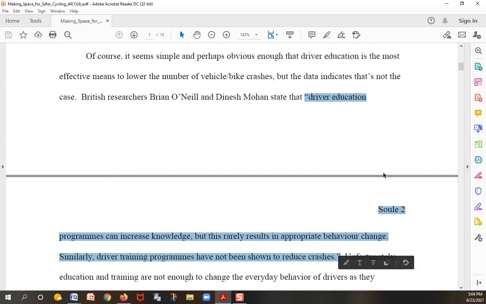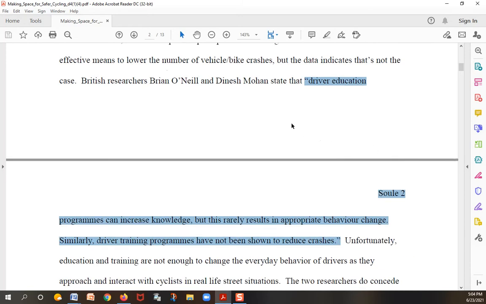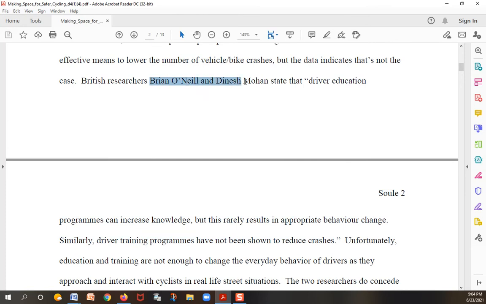That's the way you want to start. Now, if there are no authors, then you would put the full title of the article. We call that an unsigned article. And sometimes some of you had some of those where there were no authors. That's fine. Then you just use the article title.